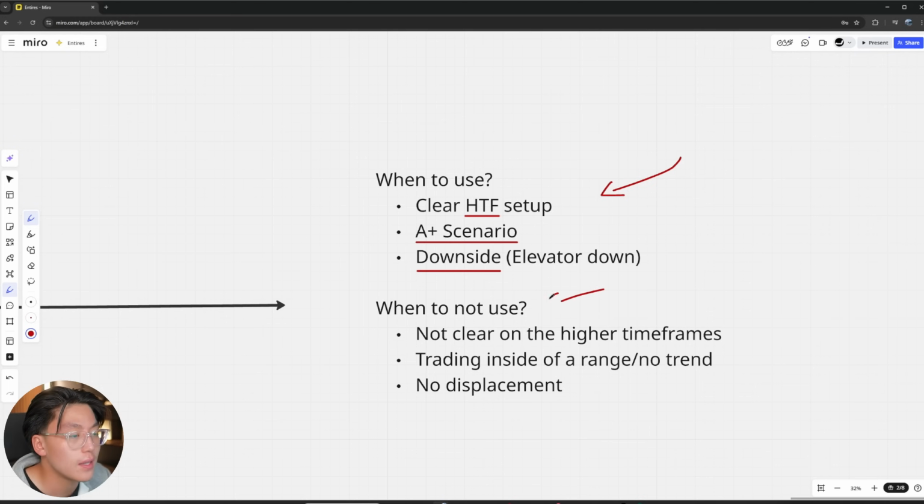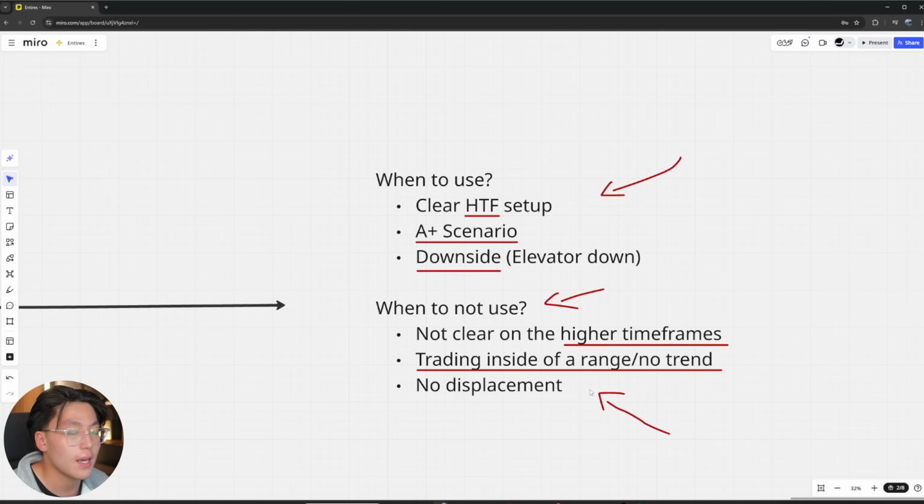When not to use the more aggressive entry model is when there's not a clear higher time frame setup. So majority of the times we do want to be more patient and wait for that extra confirmation. Another scenario is when we're trading inside of a range, slash no trend. This happens when we're in consolidation on the higher time frames and there's a lot of chop. And then finally, when there is no displacement. When there's no displacement on a chart, we want to be very selective and we want to wait for extra confirmation because we don't want to get faked out.